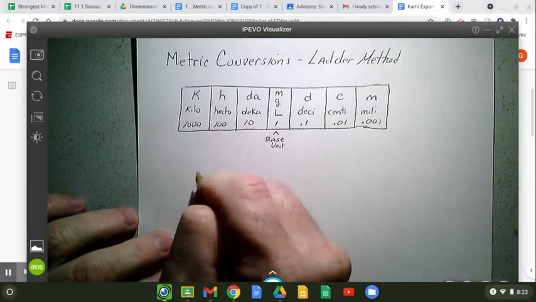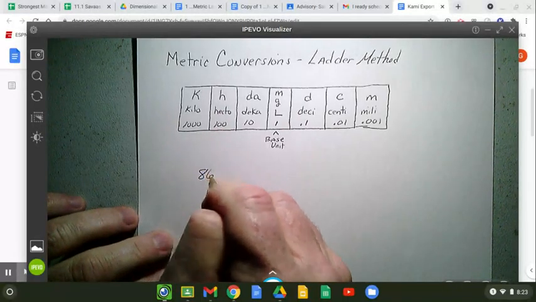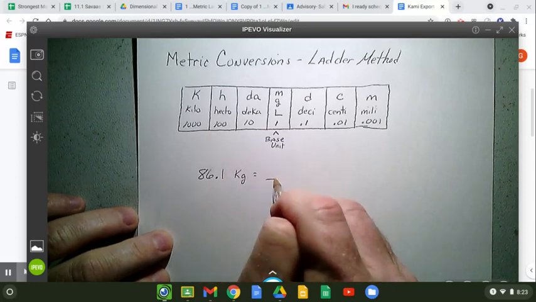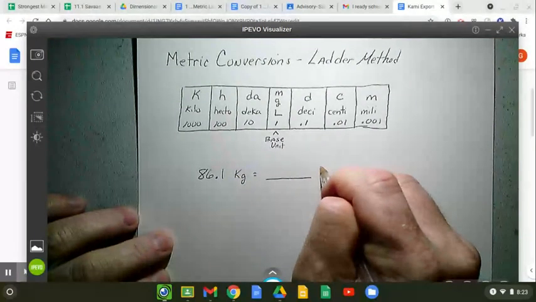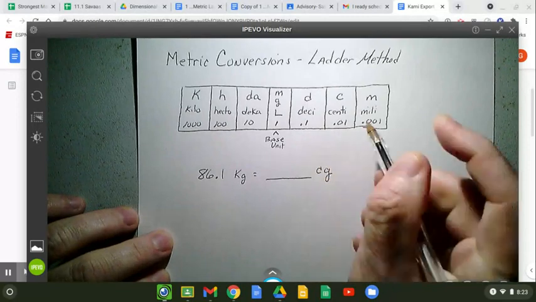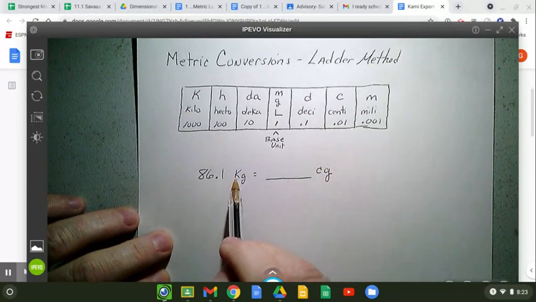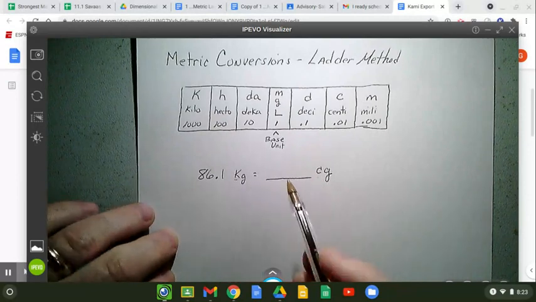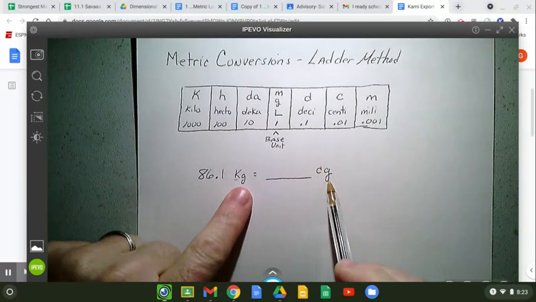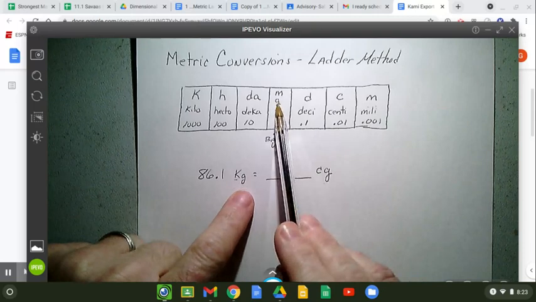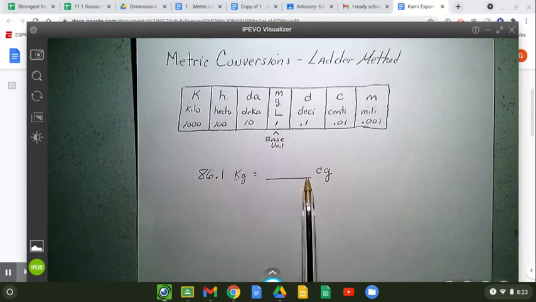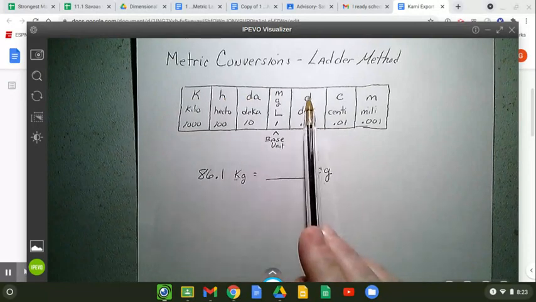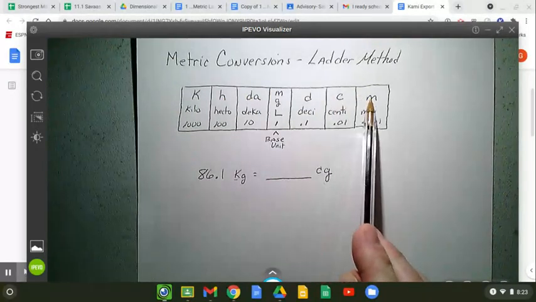So if I had 86.1 kilograms, and I wanted to convert that to centigrams, first I'm going to identify my prefixes. I've got kilo and centi. Right now I'm using the base unit grams. So this whole bar for this problem represents grams: kilograms, hectograms, decagrams, decigrams, centigrams, and milligrams.